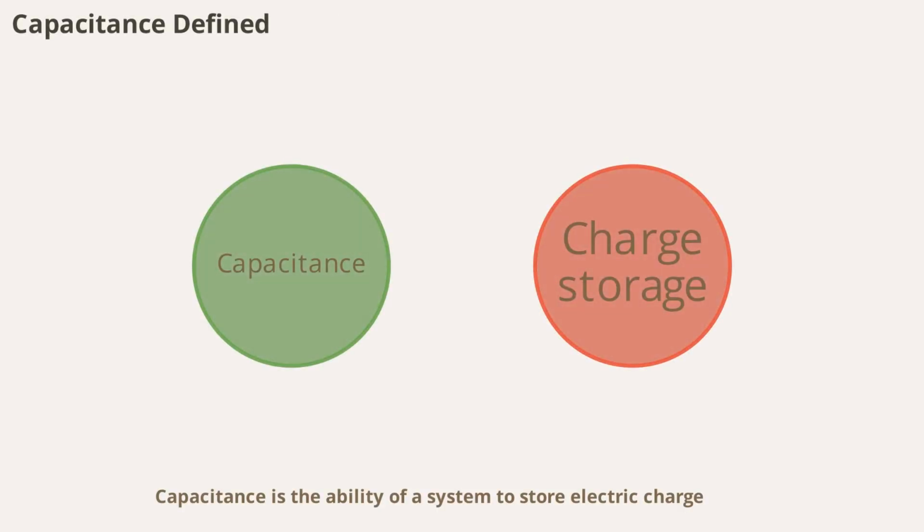Capacitance is the ability of a system to store electric charge. It's defined as the ratio of the charge stored to the potential difference across the system. Capacitance is measured in farads (F) and is a key parameter in designing circuits, especially for energy storage and filtering applications. Understanding capacitance is essential for working with capacitors and electronic devices.